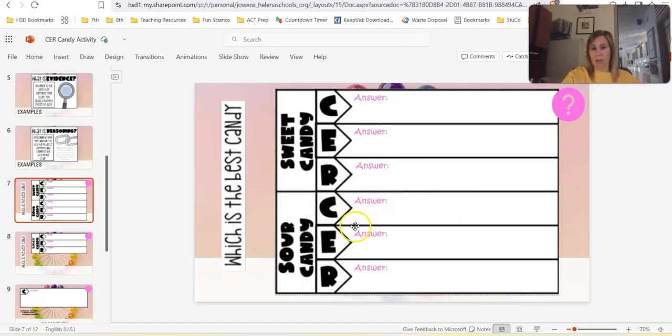Same with your sour candy. What's your best out of the sour candies? What's your evidence for that? Your guys' class numbers would definitely be part of that. And then you guys will have to be crafty and think of something that isn't an opinion. Okay, for your guys' sour candy. And then what's your reasoning for both of those?